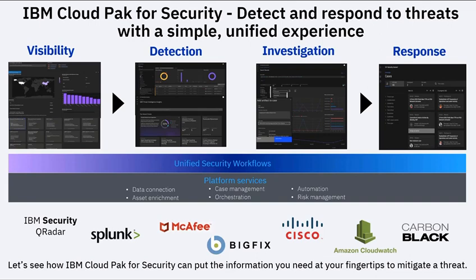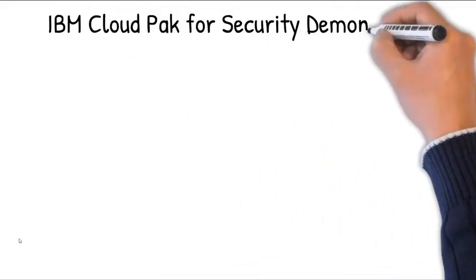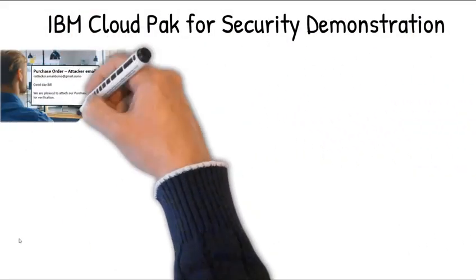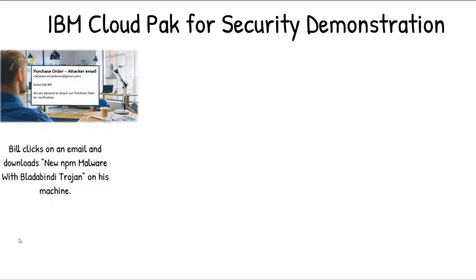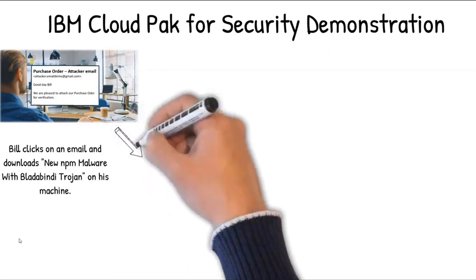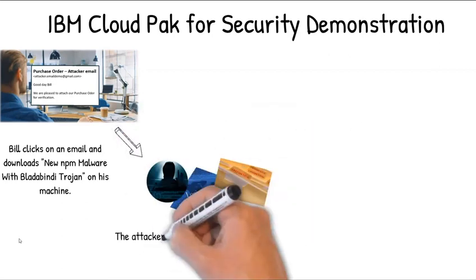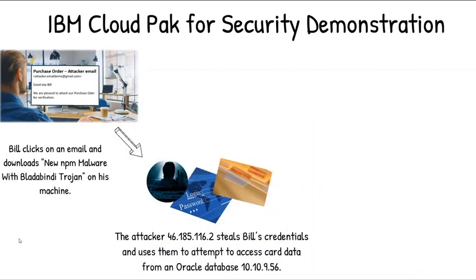Let's see now how IBM Cloud Pak for Security can put the information you need at your fingertips to mitigate a threat. In our use case today, an end user, Bill, clicked on a purchase order attachment in an email and downloaded a brand new threat, the Belandi malware, onto his machine. Once that malware is on his machine, an external malicious actor, IP address 46 here, has stolen Bill's credentials and is now trying to access credit card data and other sensitive information in an Oracle database and other systems in the company.